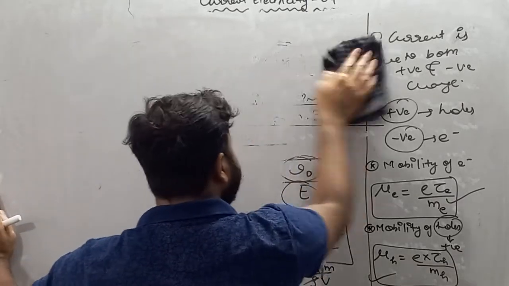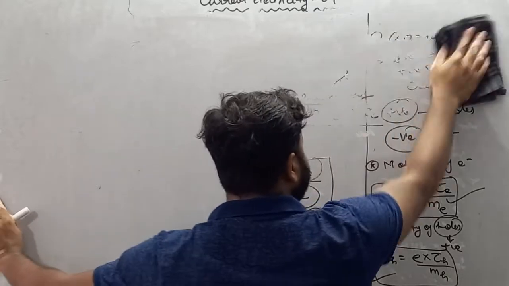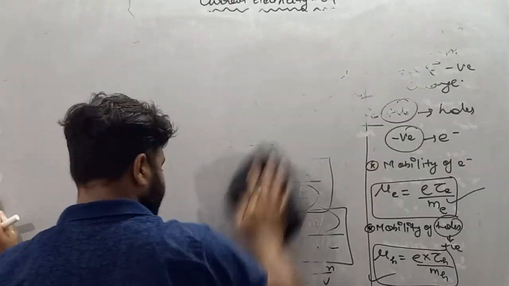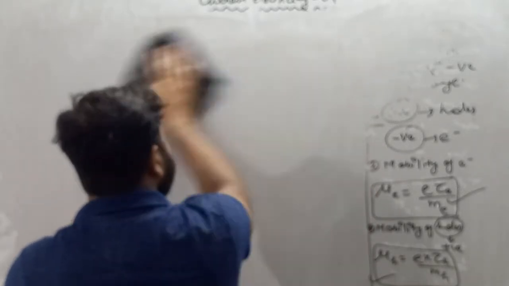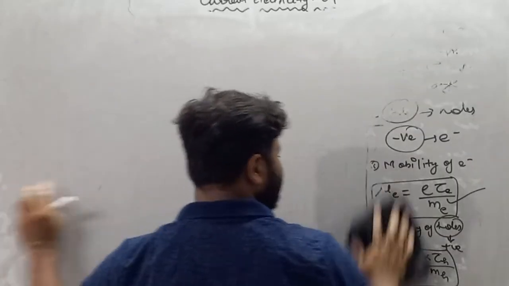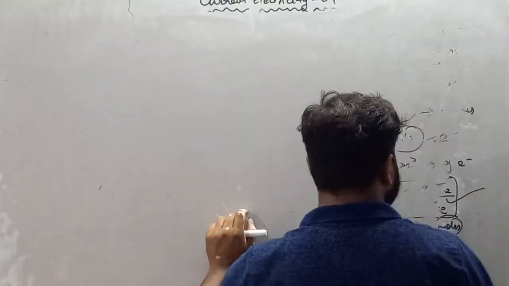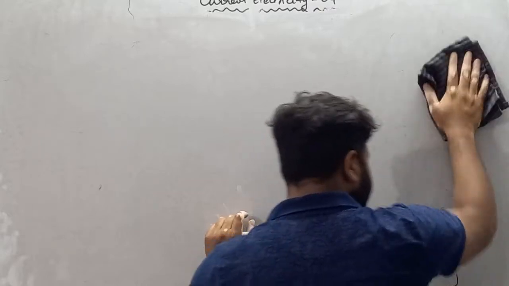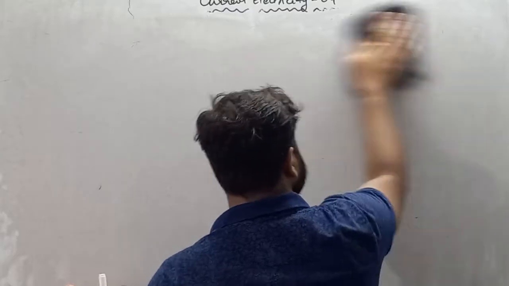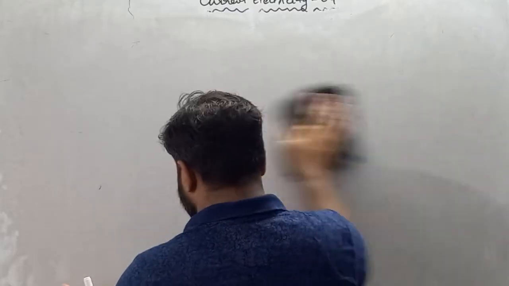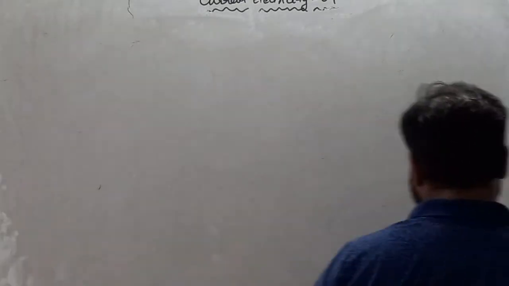Write down the next heading. I hope you all are understanding each and every formula. These formulas are very important to solve the small numericals, especially for NEET students. These all formulas are very important. So our next topic is relation between electric current and mobility for a semiconductor.